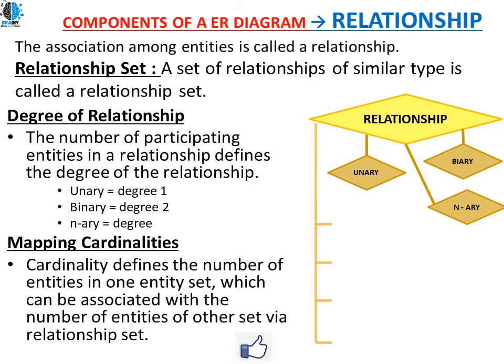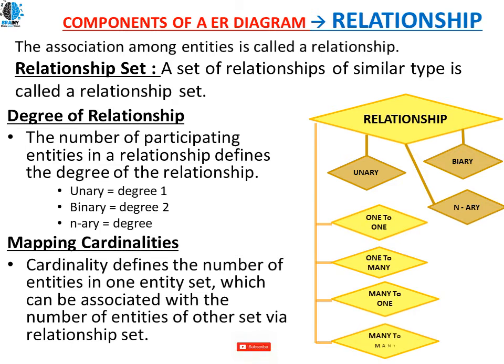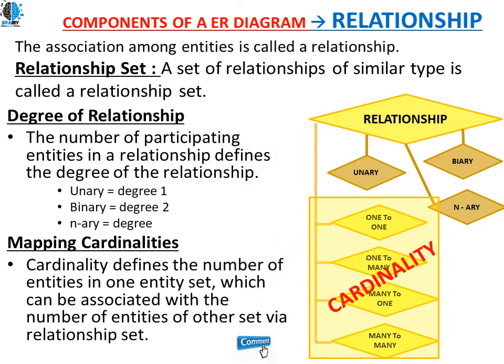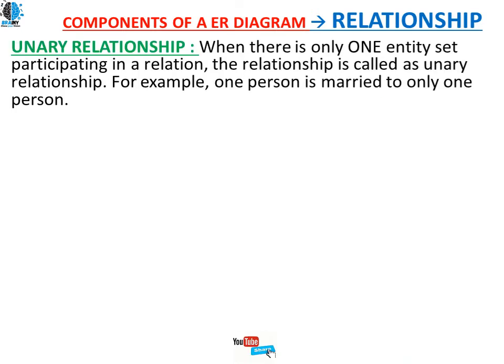So next we have the cardinalities. In cardinalities we'll be having one to one, one to many, many to one, many to many. So this is called my cardinality constraints in each relationship. So let's see the first relationship, unary relationship.